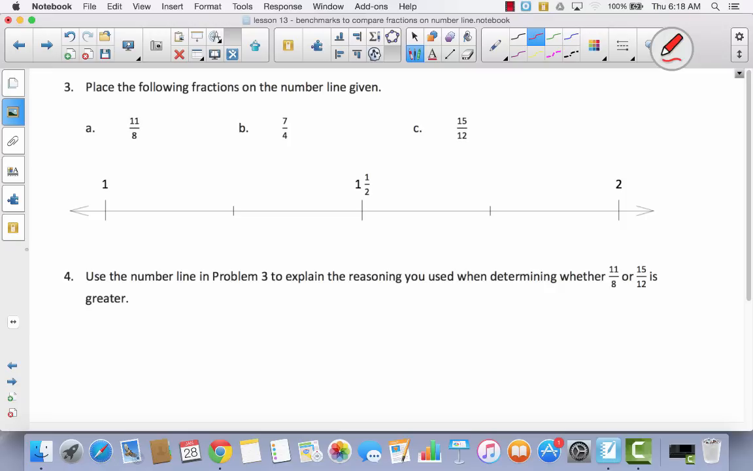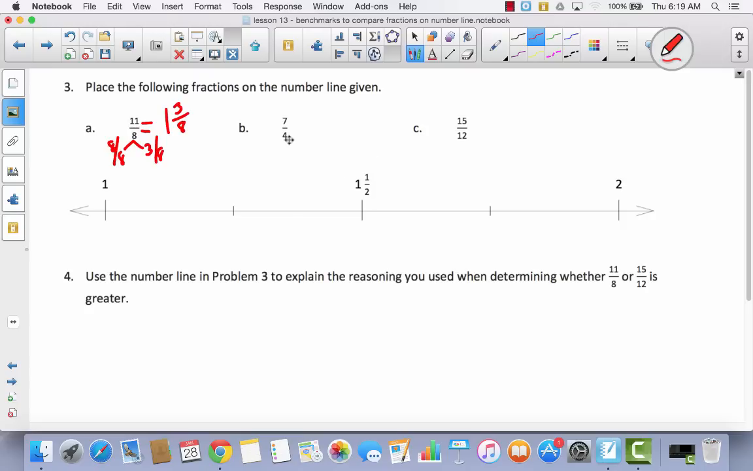Now we're going to plot 11/8, 7/4, and 15/12 on the number line. Again, I want you to notice that the number line begins at 1 and it ends at 2. All of our fractions are greater than 1. So if you look at 11/8, how many eighths does it take to make a whole? It takes 8/8. So we can say, okay, I've got 8/8, and then I have 3/8 left over. So 11/8 is the same thing as 1 and 3/8.